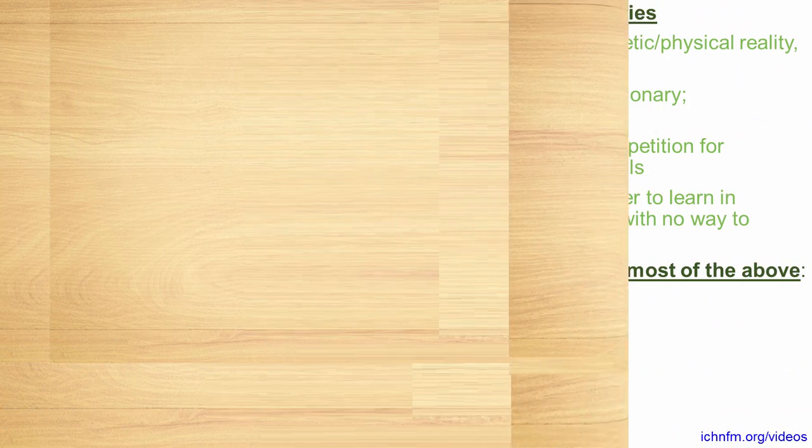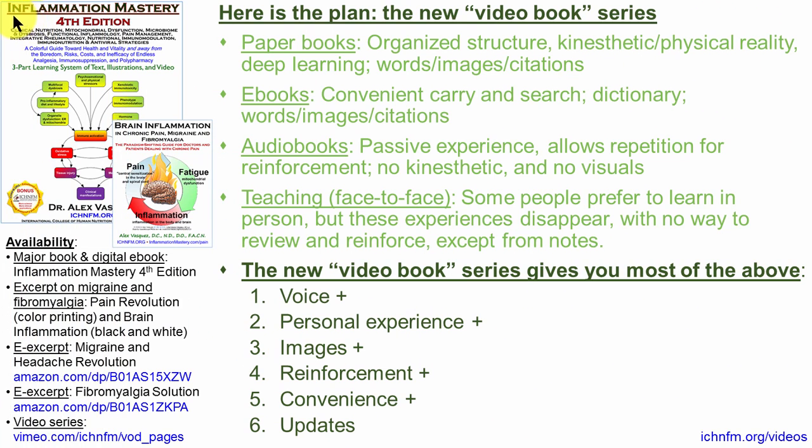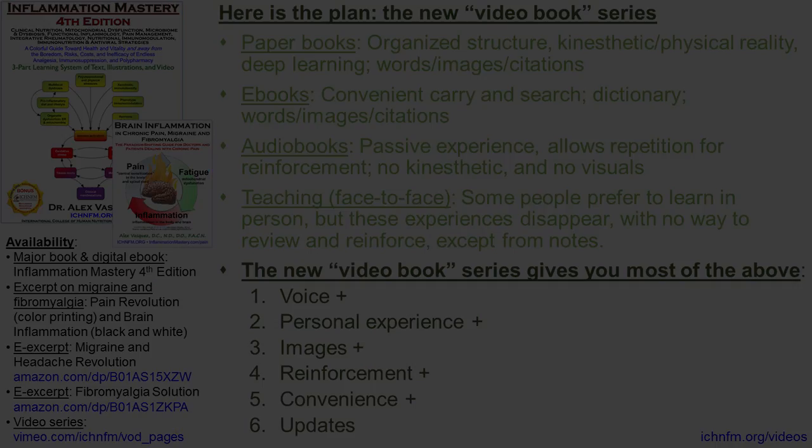So now that we've taken a look inside the book of Inflammation Mastery and the specific section on migraine and fibromyalgia, printed in a discounted grayscale version as Brain Inflammation and in full color as Pain Revolution, now let's take a look at where the videos will be hosted, and I'll give you a little bit more information.